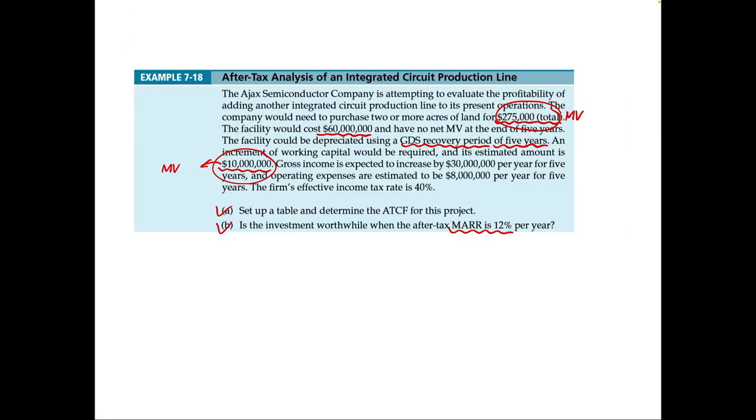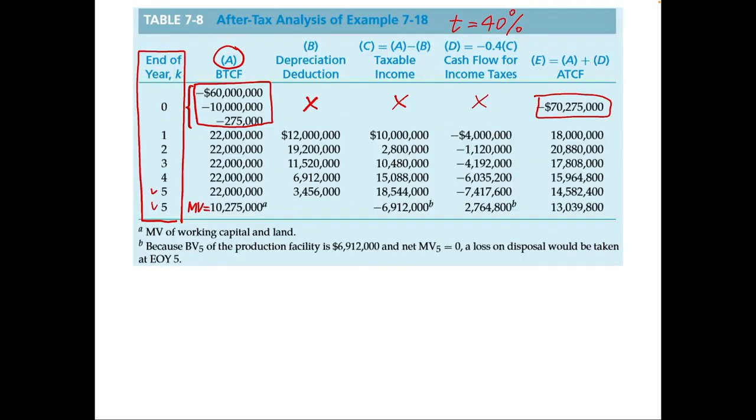Your gross income for each year will be 30 million minus 8 million. That's how you get 22 million. That's your positive 22 million every year.